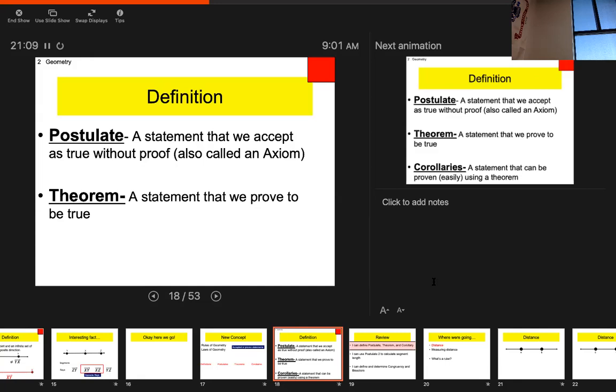Postulates we accept as being true. You're going to see when I give them to you. They're obvious statements. Theorems we will prove. We will not see a theorem today. We will see a couple postulates. All right? We didn't put this in our book of truth because these are just statements.